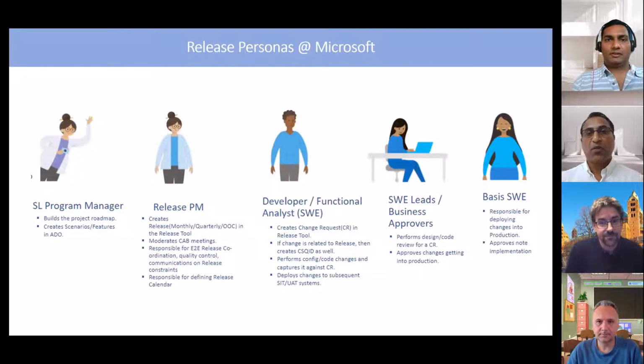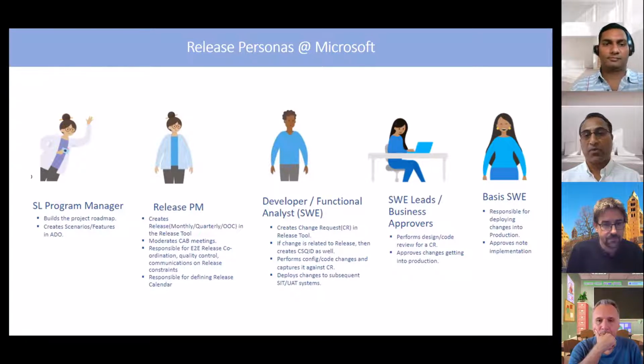So let me quickly introduce who is involved in the release process at Microsoft. One is the program manager, who works with the users, collects the requirements, and documents them in ADO. Then the release PM, a horizontal role, who creates the release cycles and does all the checks required to ensure the releases go smoothly. Then we have ABAP developers and functional analysts who are responsible for the code and configuration. Then we have approvers and SWE leads, and then Basis, who move the transport from system to system. So that's a quick overview of the personas involved in the process.